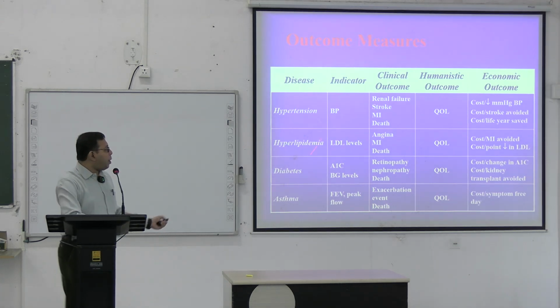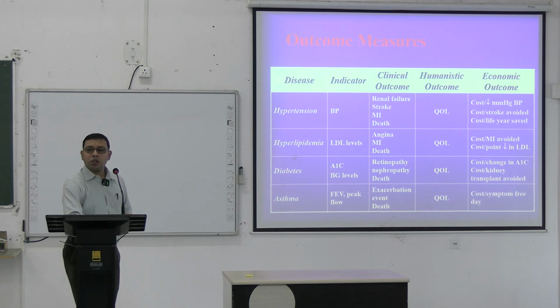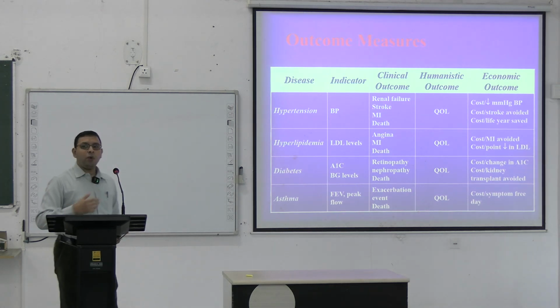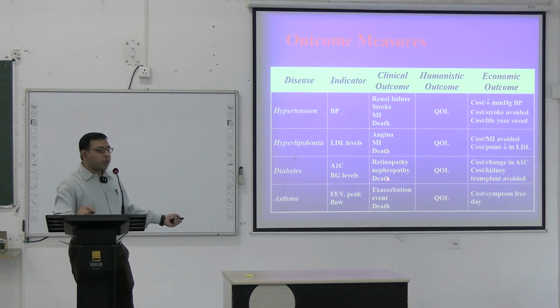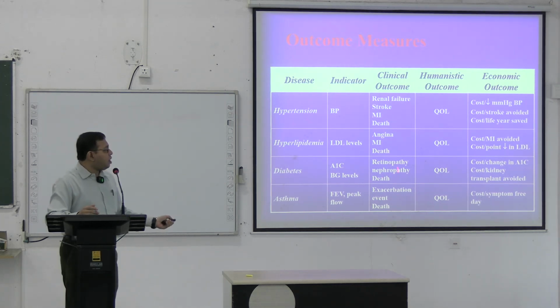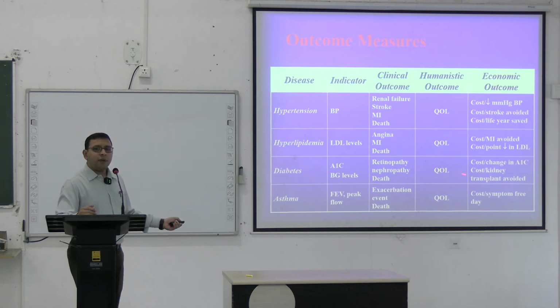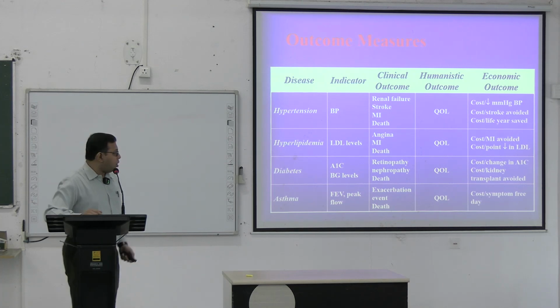So you can see in diabetes, we can measure the blood glucose level, whether fasting or postprandial, and the HbA1c. From HbA1c, glycosylated hemoglobin, we can determine the control of the blood sugar in the last 2 to 3 months. The clinical outcomes again are death or myocardial infarction, nephropathy, retinopathy, and quality of life, whether the quality of life of that person is more or less normal. And economic outcomes can measure a cost per change in HbA1c, cost per some kidney outcomes or kidney transplant avoided, like this.